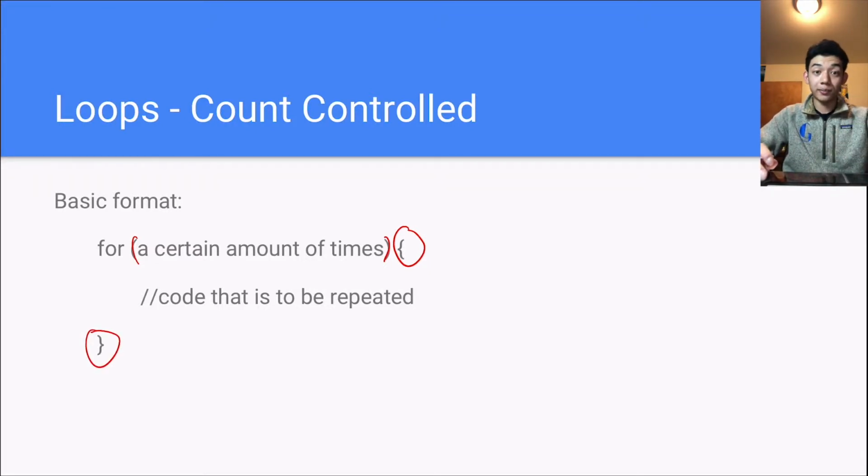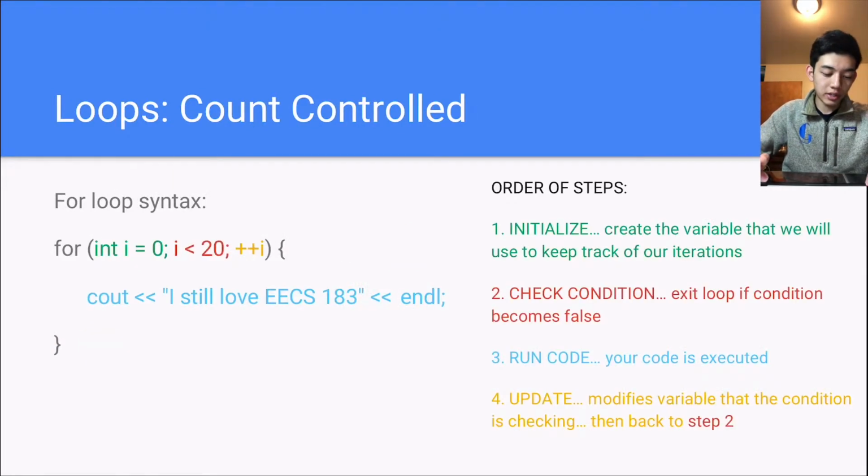So let's look at our example from the beginning of our slides today. As you can see here, this is the same for loop, except the cout statement changed to I still love EECS 183, which I hope is the case. And as you can see, we have our for loop, and let's go over the individual components of the area that specifies how many times this loop is going to be run.